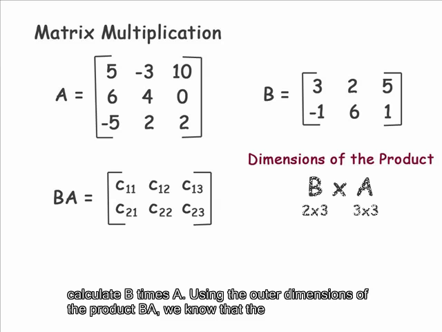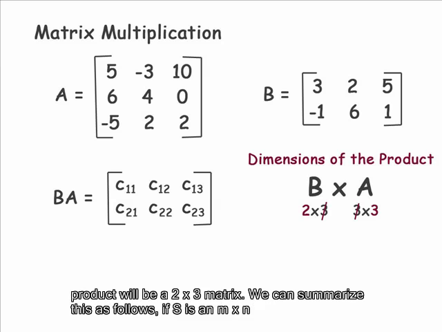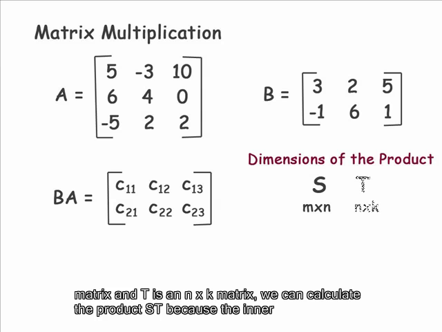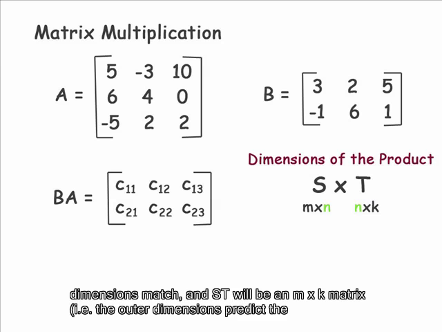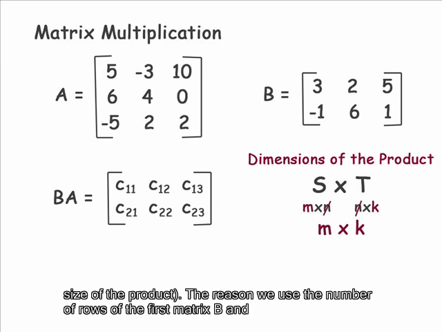Using the outer dimensions of the product B times A, we know that the product will be a 2 by 3 matrix. We can summarize this as follows. If S is an M by N matrix and T is an N by K matrix, we can calculate the product ST because the inner dimensions match, and ST will be an M by K matrix, i.e., the outer dimensions predict the size of the product.